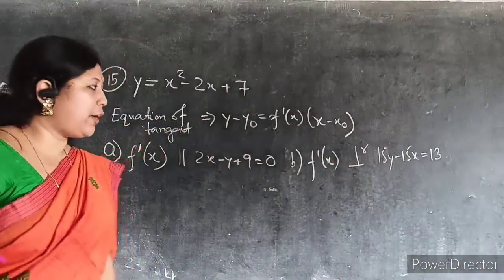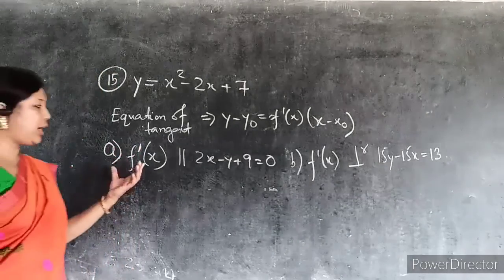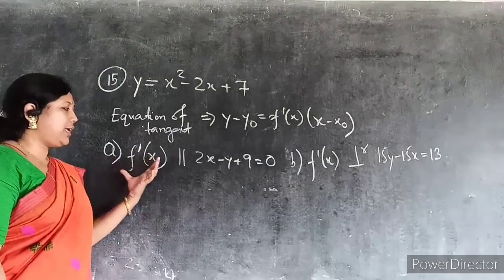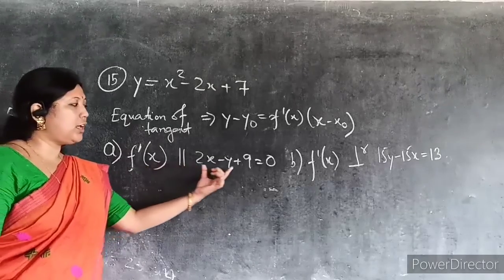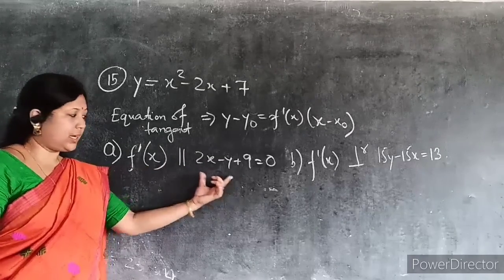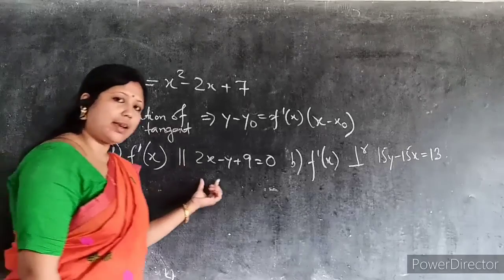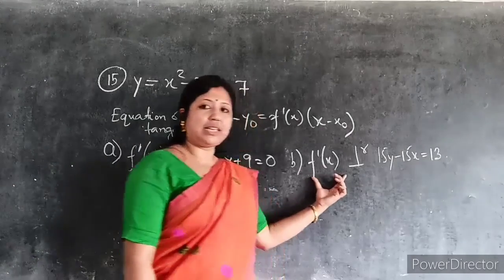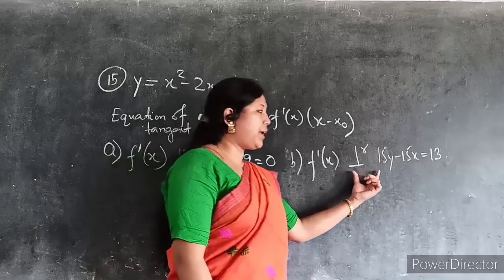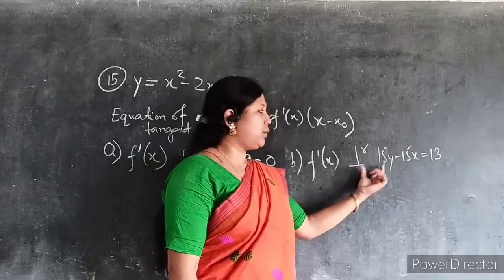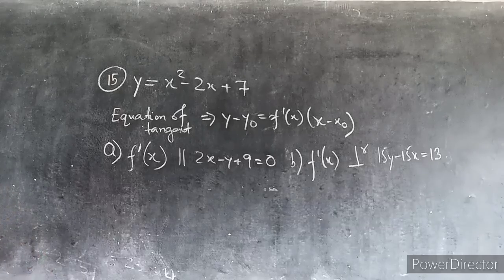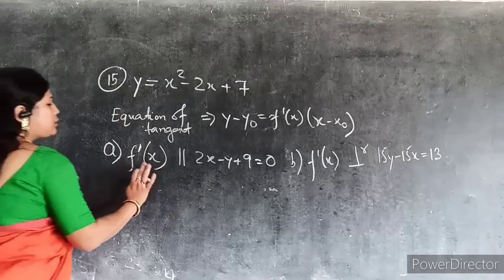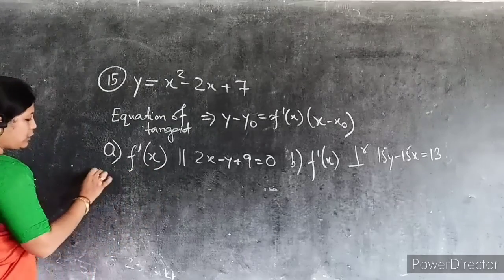So first what we have to do is compare the f dash x, that is the slope of this tangent, with the slope of this line with the parallel condition, and here again the same slope of the tangent, you have to compare with the perpendicular condition with your second equation of the line. So first what we have to do is find the slope of the curve.